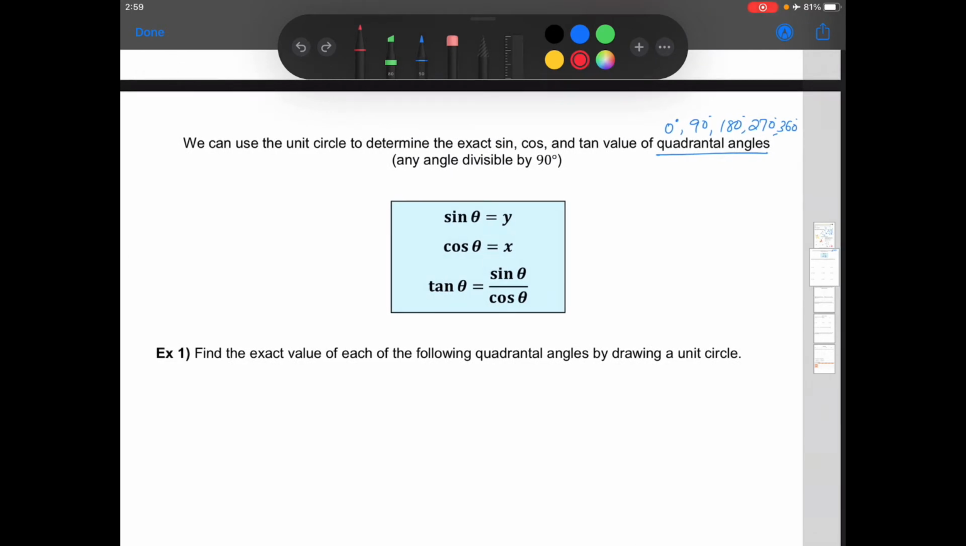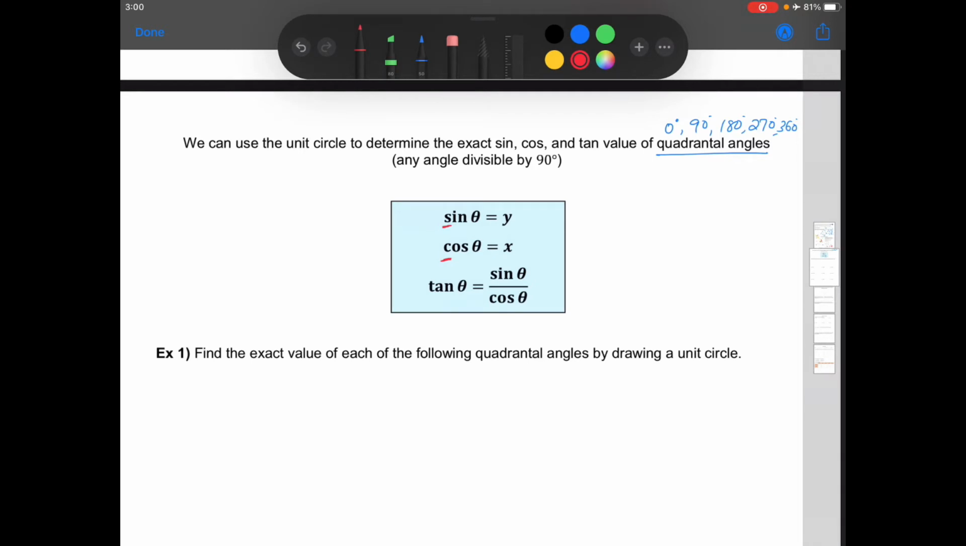So we can use the unit circle to determine the exact sine, cosine, and tangent value of quadrantal angles. I wrote up above what your quadrantal angles are: any angle divisible by 90. So we know sine theta is y, cosine theta is x. Alphabetically, x comes first, y comes second. Similarly, c comes first and s comes second, so there's no chance of getting it wrong. Tangent theta is change in y over change in x, basically your slope. That's where it comes from. So you can say sine theta over cosine theta.